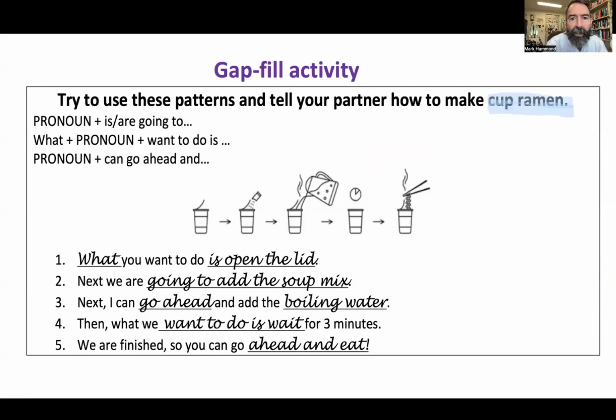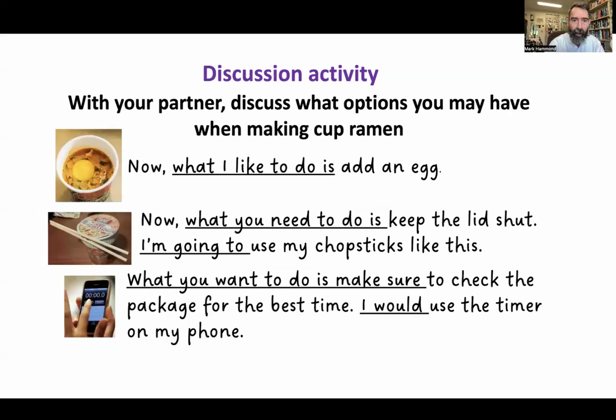Activities you could use, obviously gap fill kind of stuff to introduce the patterns. So for example, try to use these patterns to tell your partner how to make a cup ramen. Students all know how to do this. So using things like a pronoun with going to or what you want to do is, you could create these kind of activities and then have them look at an illustration like this. Or you could even show them a video, or it doesn't have to be making ramen. You could come up with your own task or a series of them.